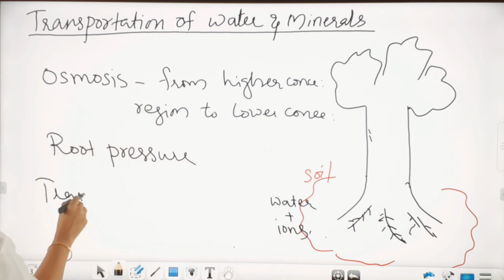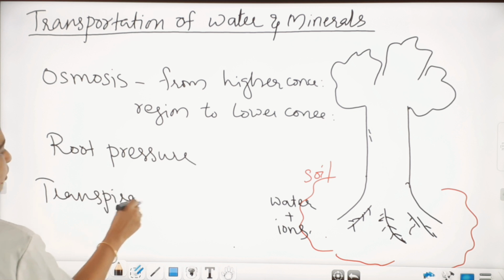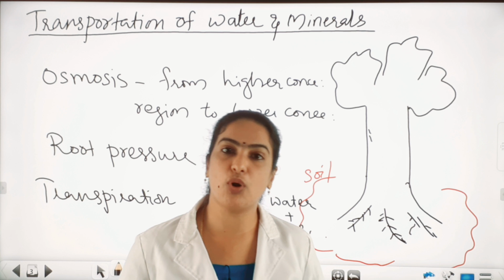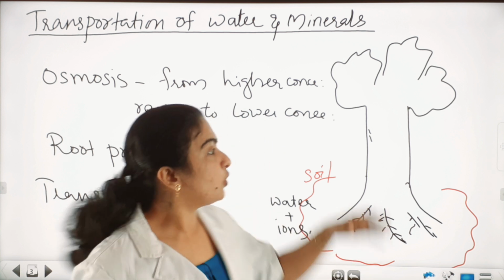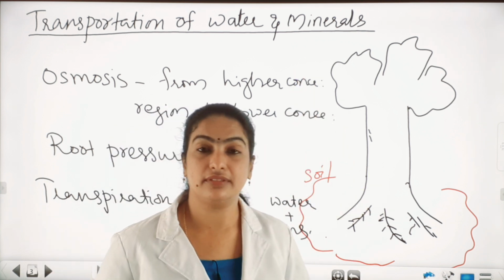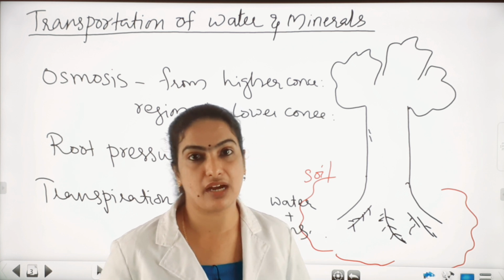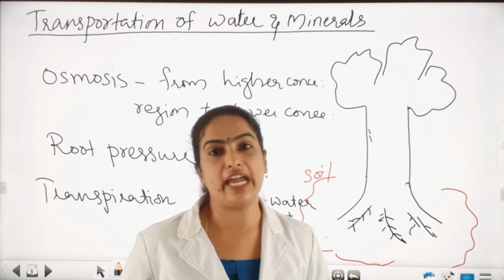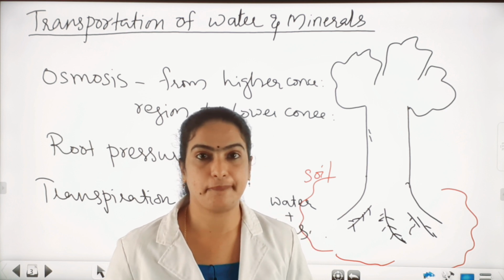Transpiration. Transpiration is the process of removal of excess water from the plant body through the stomata. Leaves have a large number of stomata, so through the leaves the major part of the water can be removed.